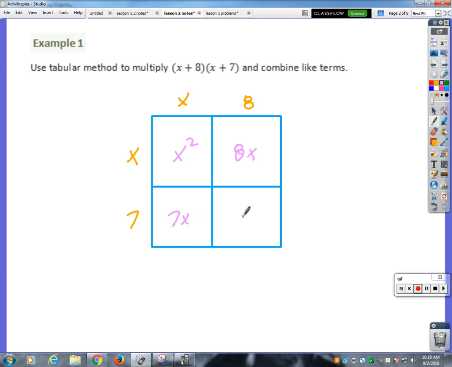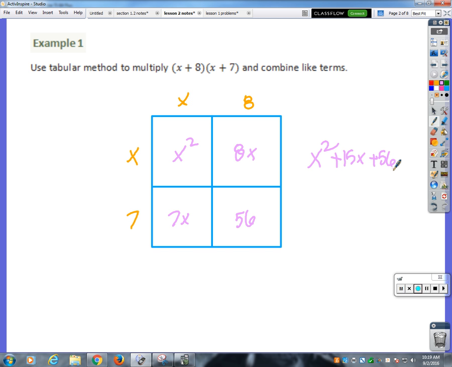And then 56. Okay, so now if I write this all out and it says combine like terms, there's just that one x squared, so it just lives by itself. How many x's do I have? 15. Total of 15. And then 56. Okay? Which is the same as what's the way that you've learned to do this before? The FOIL thing.